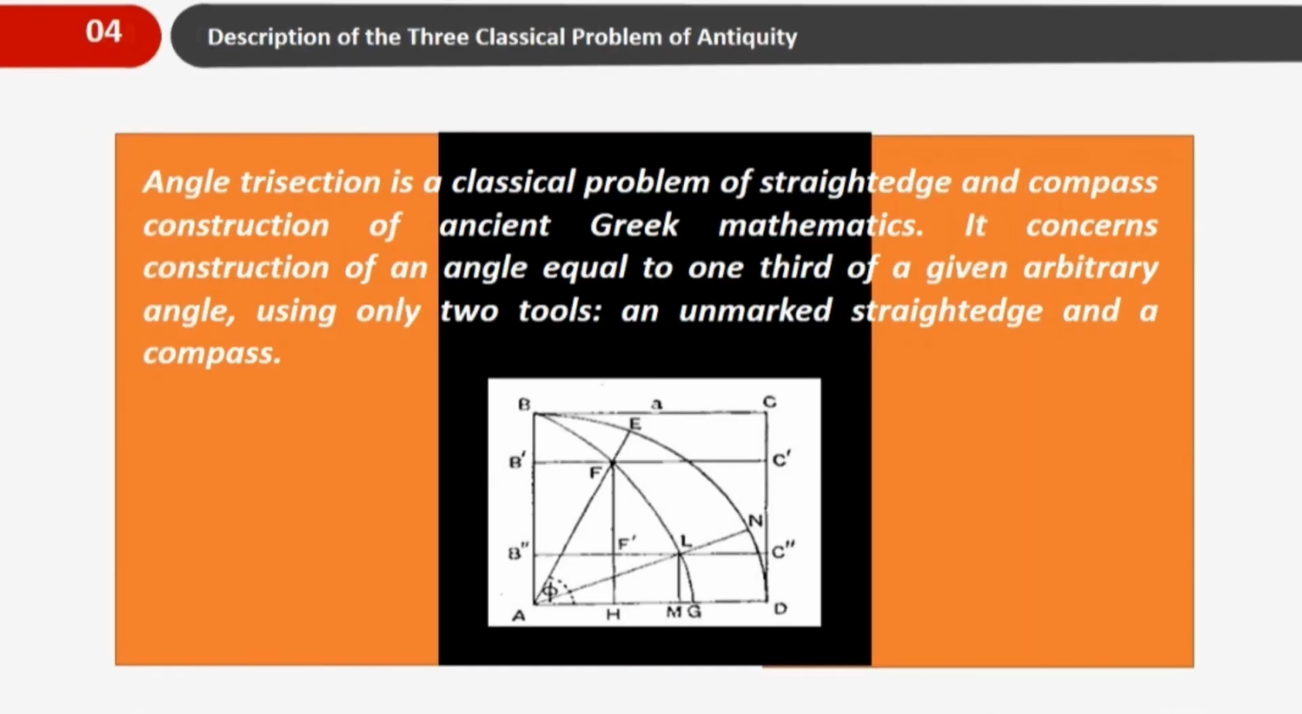Next problem is angle trisection. Angle trisection is a classical problem of straightedge and compass construction of ancient Greek mathematics. It concerns constructing an angle equal to one third of a given arbitrary angle using only two tools, an unmarked straightedge and a compass.